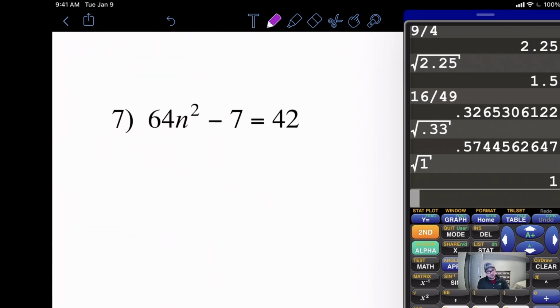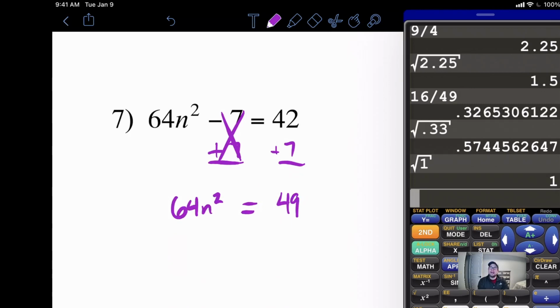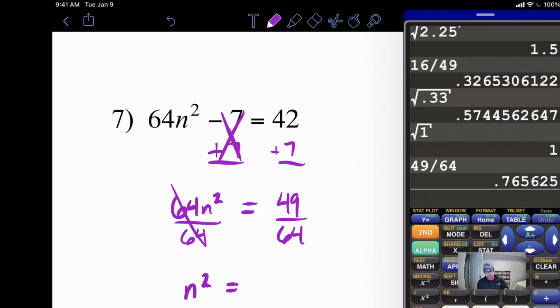So here we go. Let's get rid of the 7 to start. Since it's minus, we're going to add 7. 42 plus 7 is, of course, 49. 64n to the second drops down. Now I'm trying to get n all by itself, or n squared, so I'm going to get rid of the 64 using division. So that's going to leave me with n squared equals 49 divided by 64 is equal to 0.765. Remember, 5 is enough to round it up, so we're going to call it 0.77.